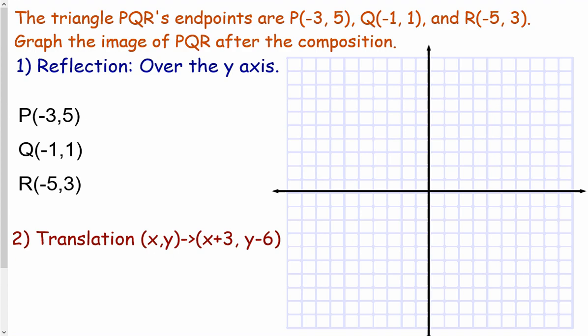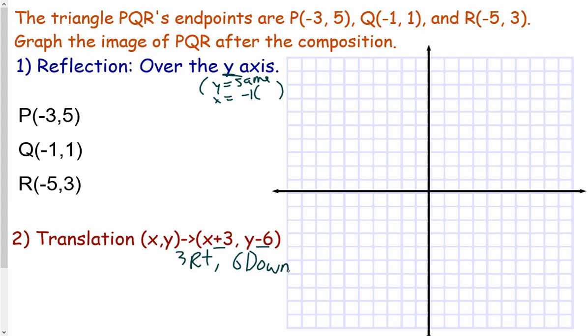Next, triangle PQR's endpoints are -3, 5, -1, 1, and -5, 3. Graph the image after the composition. This time we're reflecting over the y-axis, and then we're translating +3, -6. Y stays the same, x flips its sign, so -1 times whatever we're at. And the +3, -6 is 3 right, 6 down. Now order matters. We're not following PEMDAS necessarily. We're just doing reflection first, then we're translating.